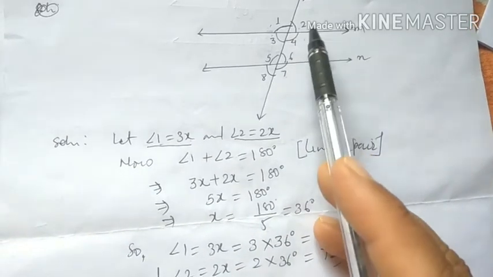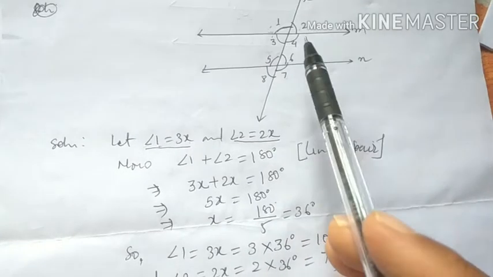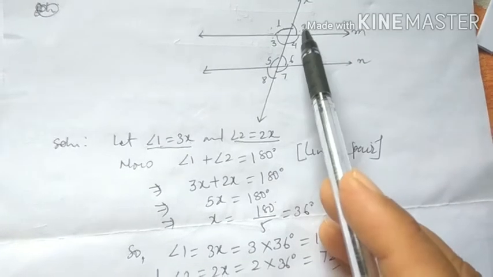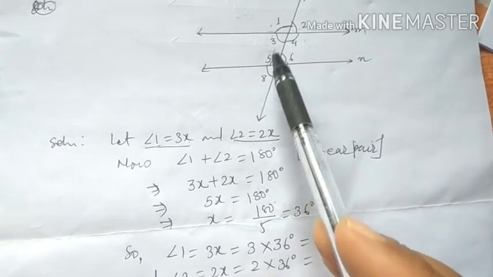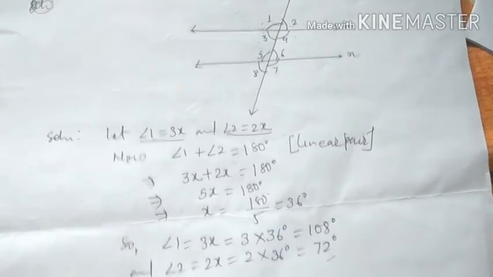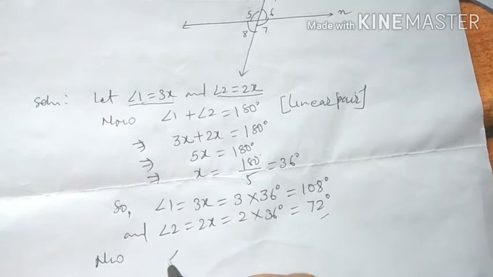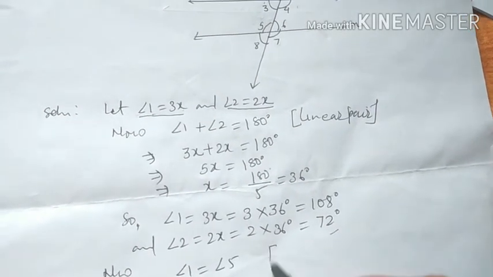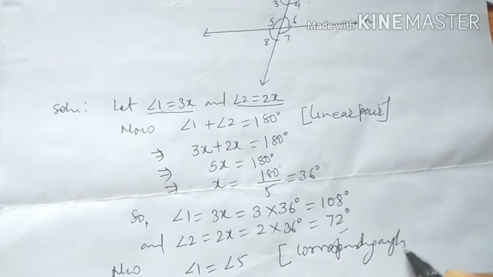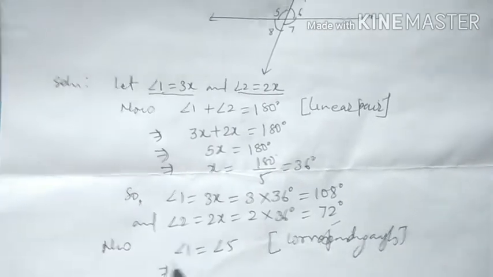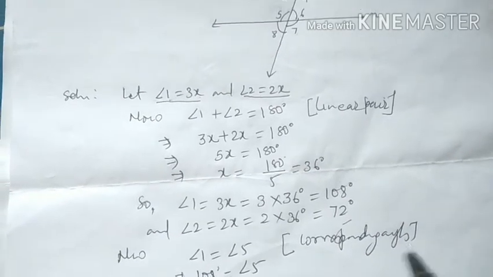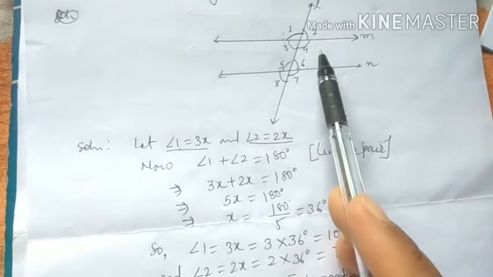Now we have to find the remaining 6 angles. The corresponding angle of 1 is angle 5, and of 2 is 6. So 1 and 5 will be equal and 2 and 6 will be equal. Angle 1 equals angle 5. What is the reason? Corresponding angles. So angle 1 is 108 degrees, so angle 5 is 108 degrees.